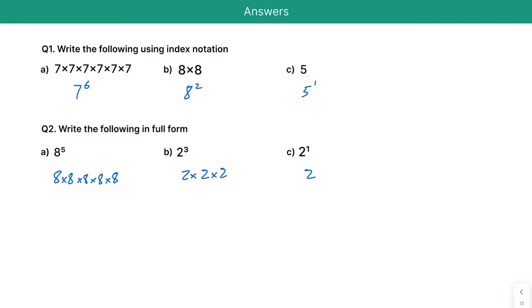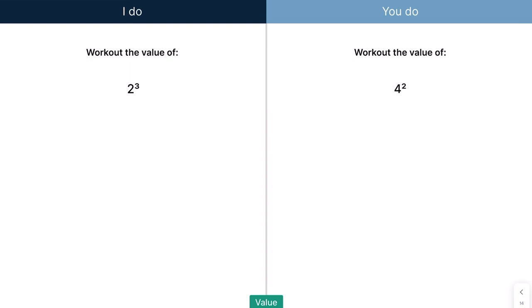Here are the answers. Now moving on, it says work out the value of 2 cubed. So we know that 2 cubed is just 2 times 2 times 2. The value of this, 2 times 2 is 4, 4 times 2 is 8. Now on the right, we have 4 squared, so that'll just be 4 times 4. And that is 16.